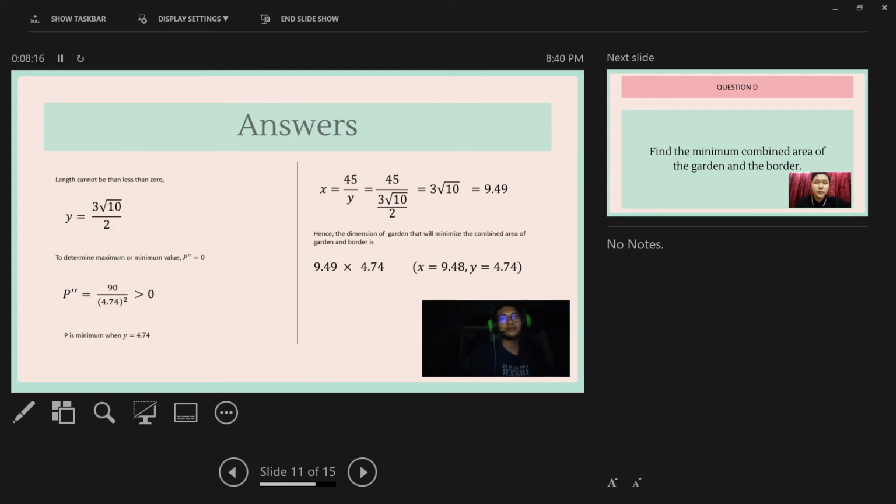From the area equation, we substitute y into the equation, and we will get x equal to 9.49. Hence, the dimension of the garden that will minimize the combined area of the garden and the border is 9.49 times 4.74. That is, x is equal to 9.49 and y is equal to 4.74. Okay, that's all.